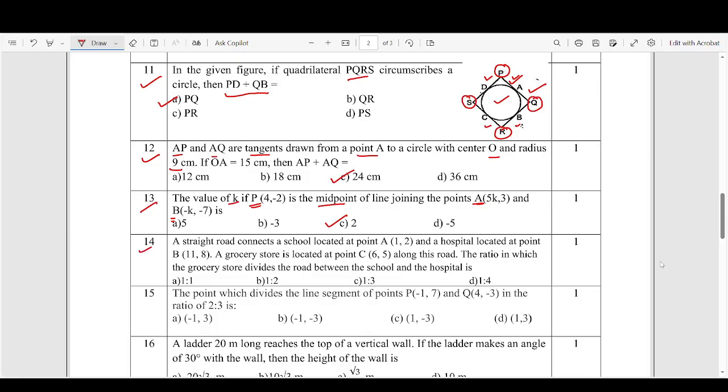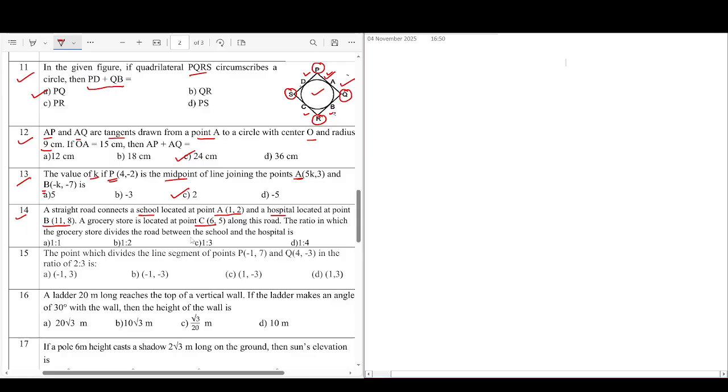It says a straight road connects a school located at point A. Coordinates are given. These are the coordinates of school, and a hospital at a point B. A grocery store is located at a point C along this road. The ratio in which the grocery store divides the road between the school and the hospital is. So we have to find out the ratio in which this grocery store divides the line.